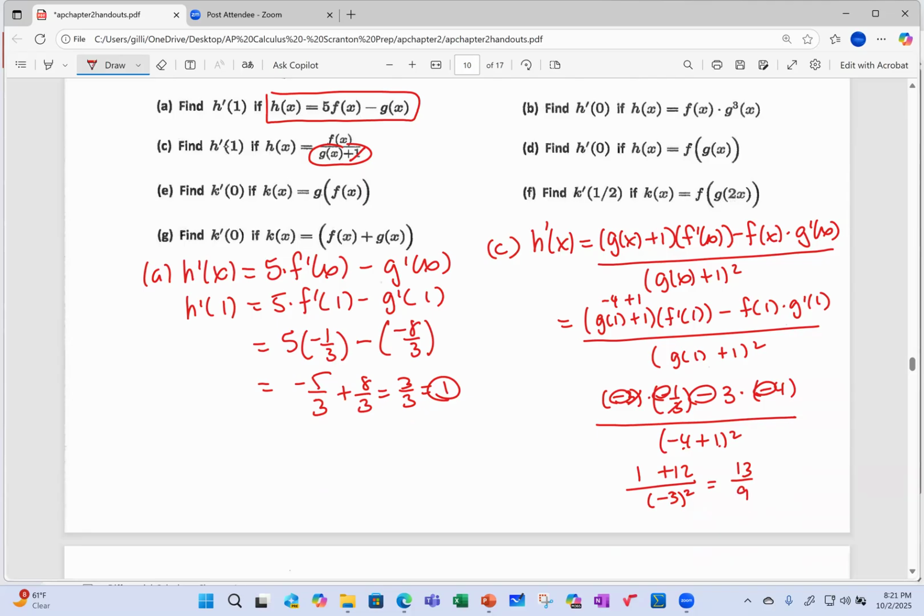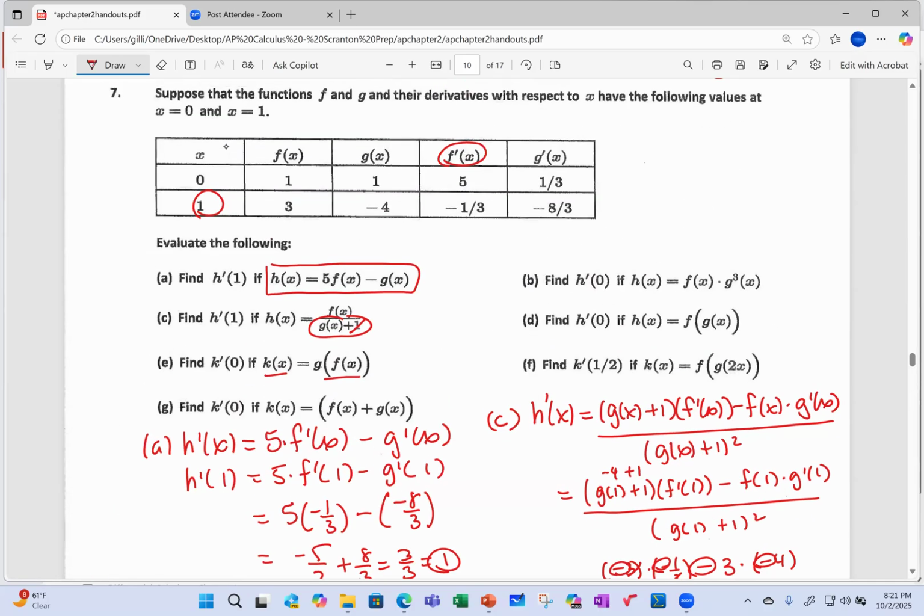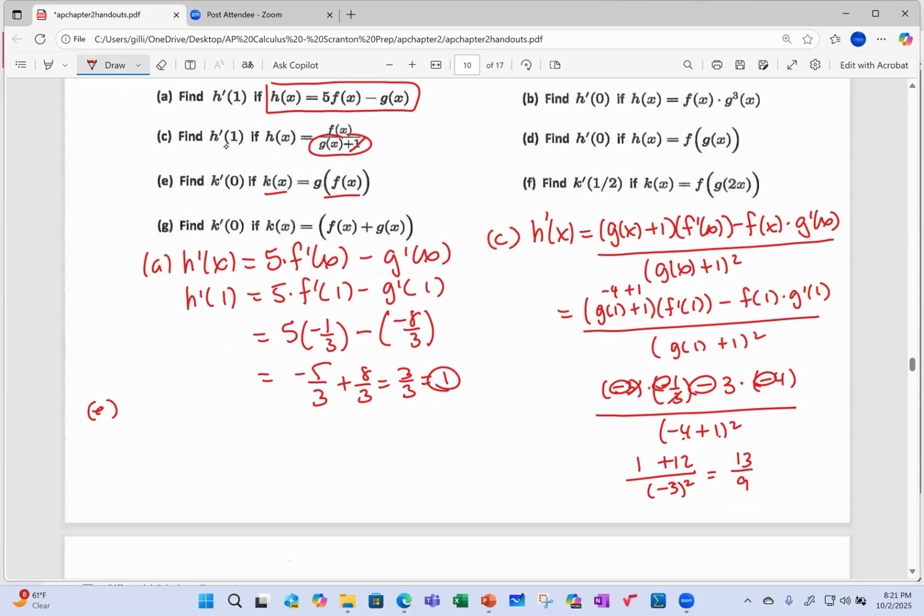In E, my derivative here is a function within a function. So, man, I'm running out of room here. So maybe I'll come up to E. I'll put E down here, I guess. So k prime of x is always the derivative of the outside, repeat the inside, and times it by the derivative of the inside.